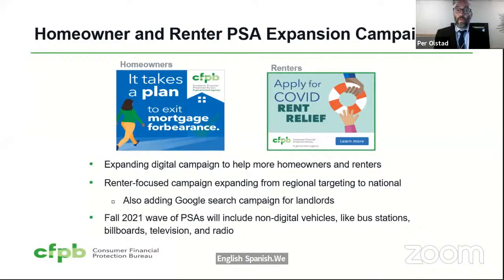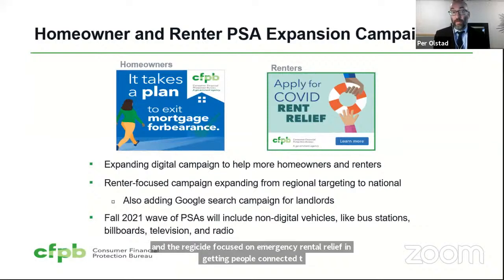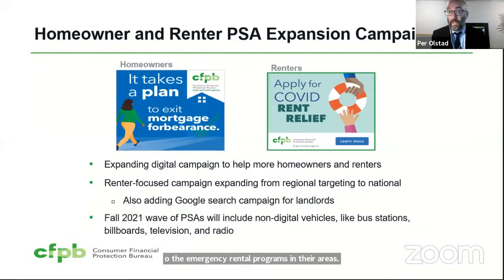Now, one thing that we've also been doing in addition to providing these resources is trying to get people there. So we've launched a nationwide PSA campaign for both homeowners and renters. And the renter side really focused on getting people connected to the emergency rental relief programs in their areas. This launched initially as a digital only campaign, just frankly, because that is the quickest, easiest thing to get launched. We are now in the process of expanding beyond digital.